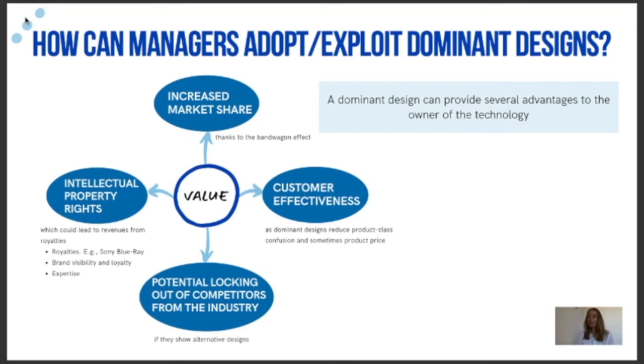Another key aspect is the potential and power to block alternative designs from the industry through, for example, software copyrights, which could lead then to the exit of some competitors. And this in return sends a message to producers and consumers that the feature is a must-have for future products, and so it can influence and shape problem-solving techniques in the industry and for the future. And lastly, from the customer point of view, a dominant design reduces product class confusion and can promise decreases in production costs.